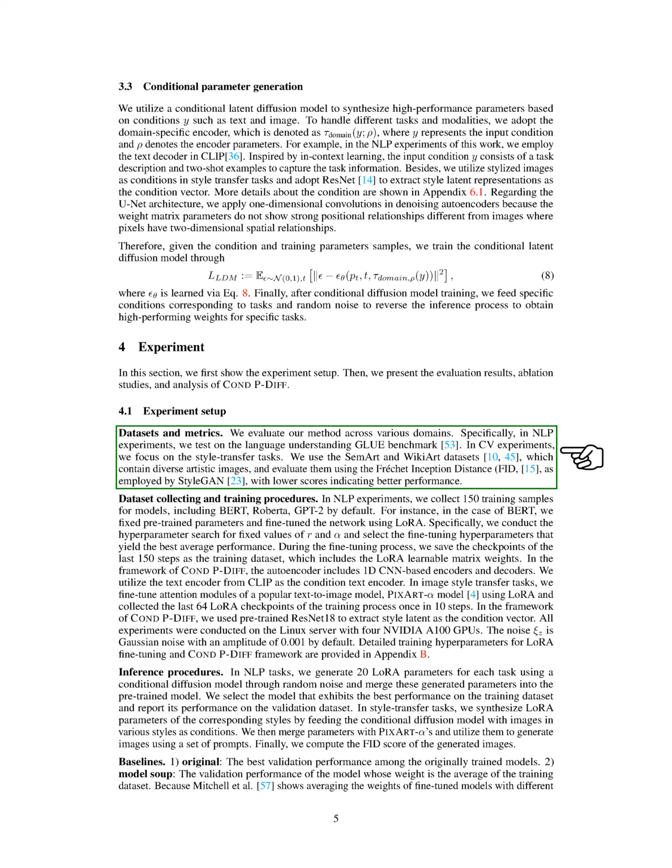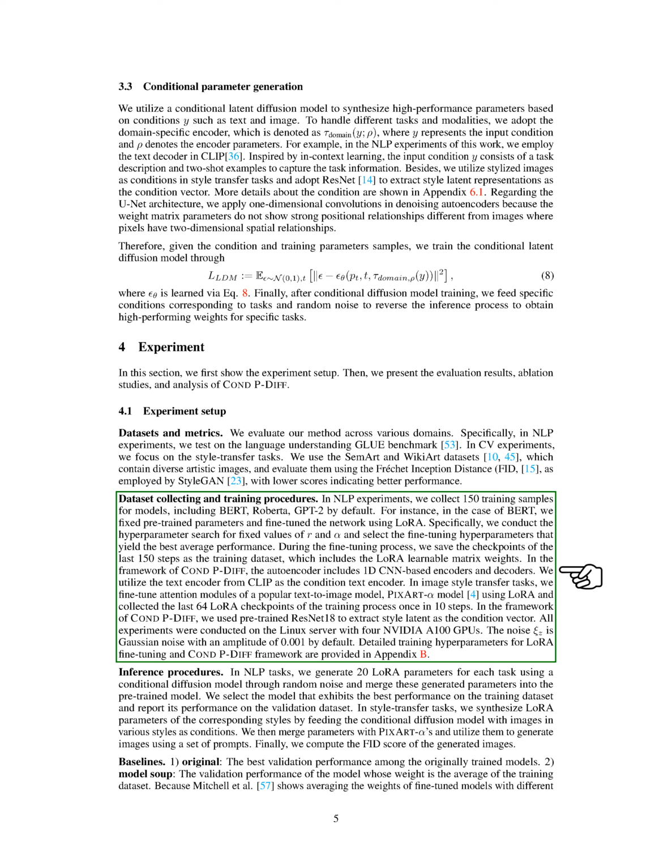In the experiment setup, we evaluate our method across different domains. For NLP, we test on the GLUE benchmark, while in computer vision, we focus on style transfer tasks using the SEM-Art and WikiArt datasets, measuring performance with the Frechet inception distance, where lower scores indicate better results. For our NLP experiments, we gather 150 training samples for models like BERT, RoBERTa, and GPT-2. For BERT, we fix pre-trained parameters and fine-tune the network using LoRA, conducting a hyperparameter search to find the best settings. We save the last 150 steps of the fine-tuning process, which includes the learnable matrix weights.